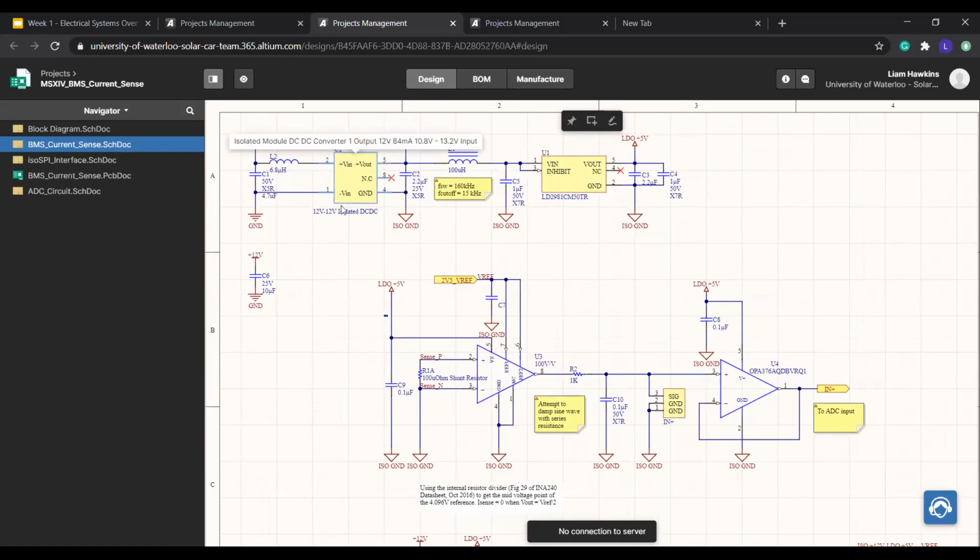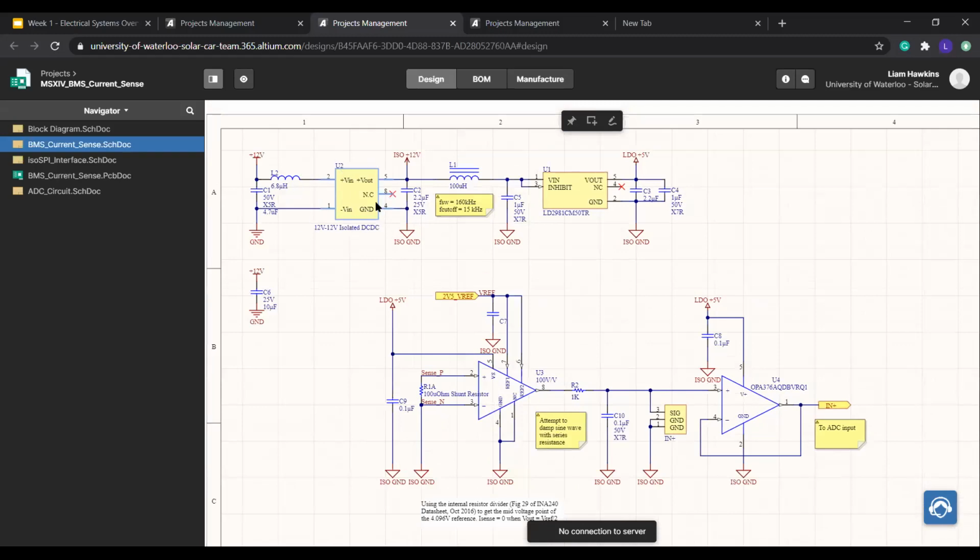So I was going to take a moment quickly to talk about, so this is like a switching regulator.